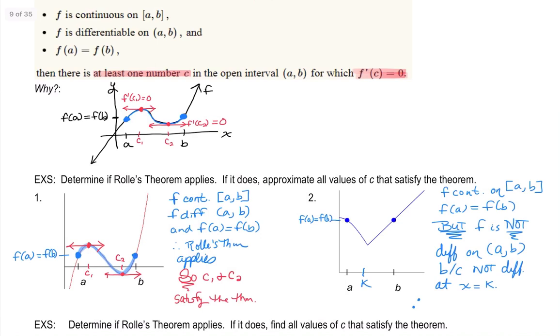Okay, therefore, Rolle's theorem does not apply. And in fact, there is no place where f prime is equal to 0 on the interval from A to B. So in this situation, not only does it not apply, which doesn't necessarily mean there couldn't be a value where f prime is equal to 0, but actually in this case there is not. All right, so Rolle's theorem does not apply.